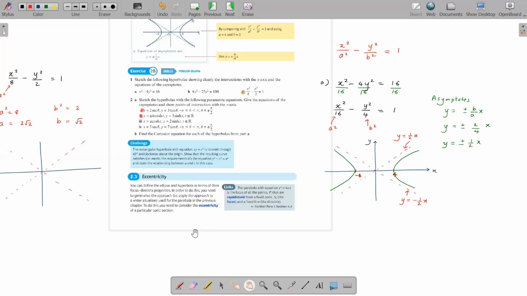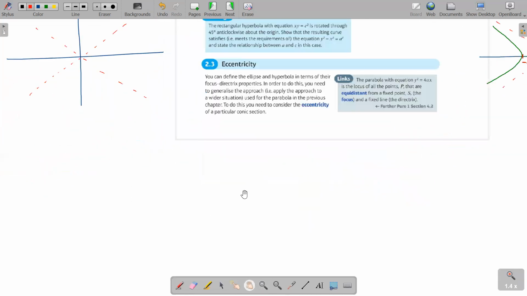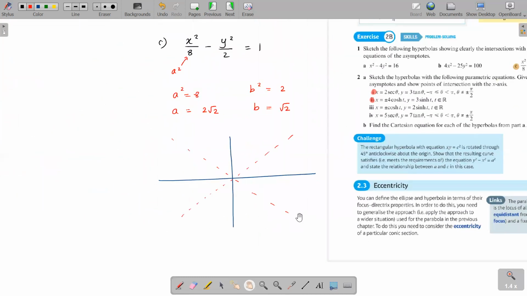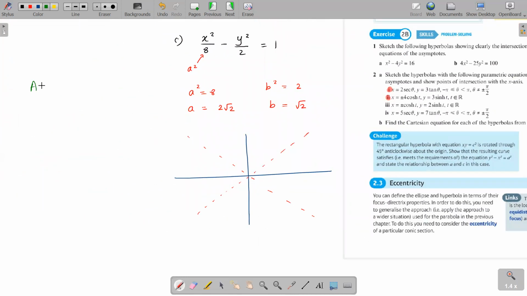y equals plus or minus b over a x are the asymptotes. Shall I write it over here? Asymptotes are y equals plus or minus b over a x, which gives me b is root 2, a is 2 root 2. And then you can cancel the root 2 with root 2. So you end up getting y equals plus or minus half x. These are your two asymptotes.